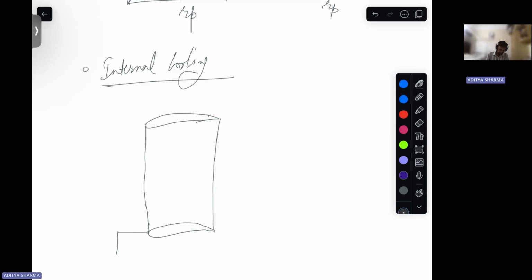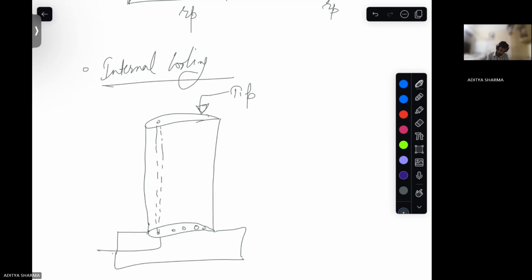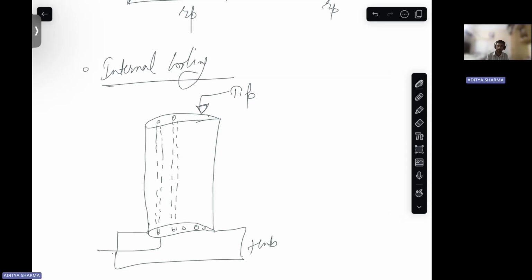So from the hub, we let the air pass. You have pores or passages here, and passages here up to the tip. You have such passages through which your air passes. So this is called internal cooling.